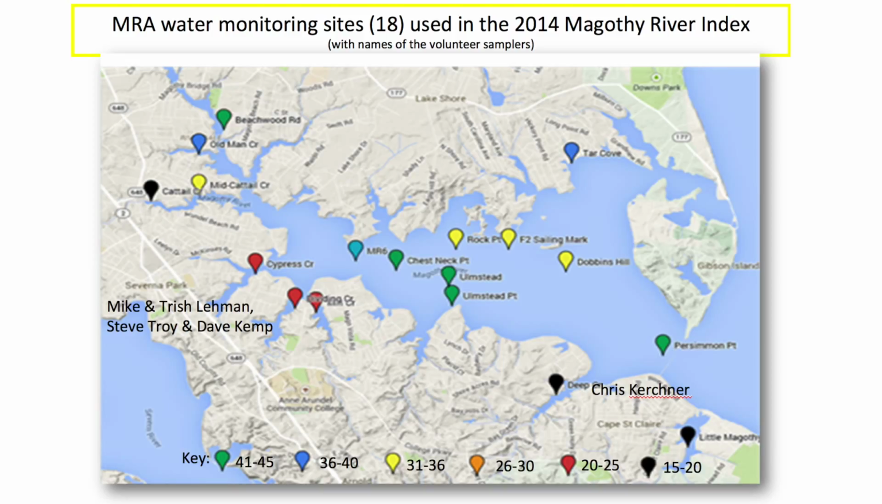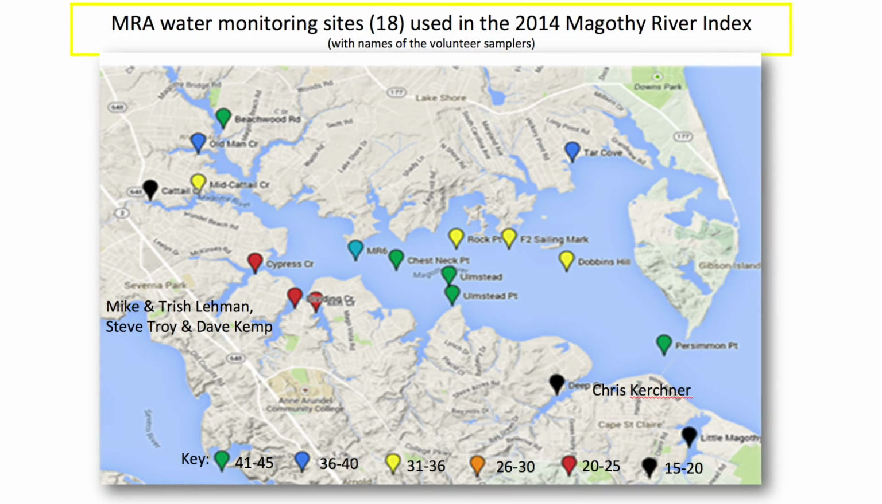So the blue comes next, so we can see the headwater, or the part of Old Man Creek that's closest to the main stem is blue. Tar Cove is blue, and this is MR6. This is the one site that the state always monitors. This is where DNR goes. They consider this to be typical of the Magothy. They only do one site in the river, and that's it, MR6. So that is in blue. Not quite as good, but still not bad.